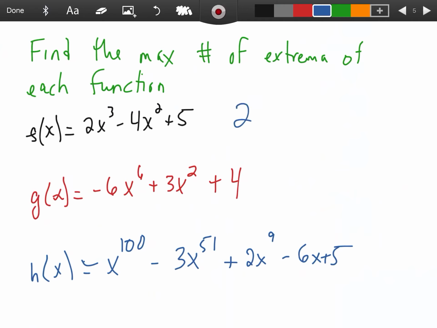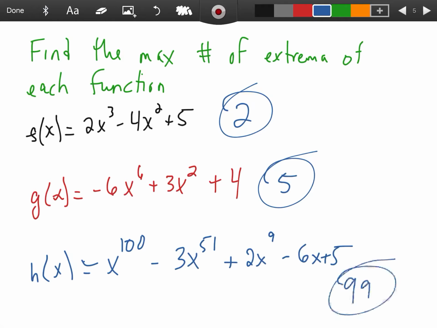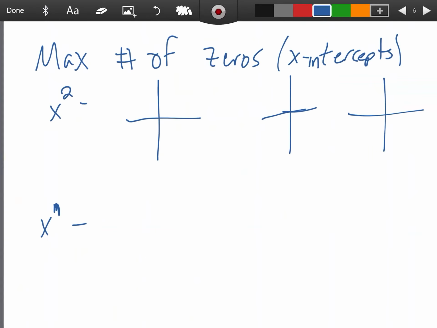So for this one, the max turns it could have is 2. For the next one, the max turns it could have is 5. And for this one, the max number of turns it could have is 99. We're just taking 1 less of each of those. Could it have less than 99? Yeah, it definitely could, but it can't have more than 99. So if you tried to say that this function has 100 turns, no, it definitely can't.